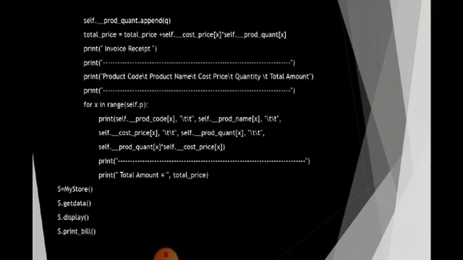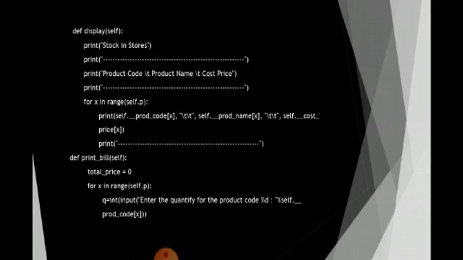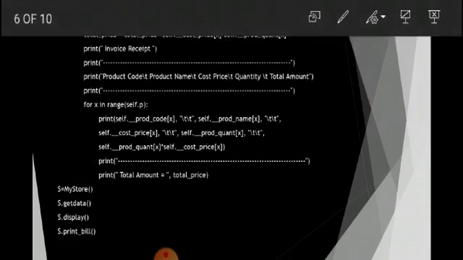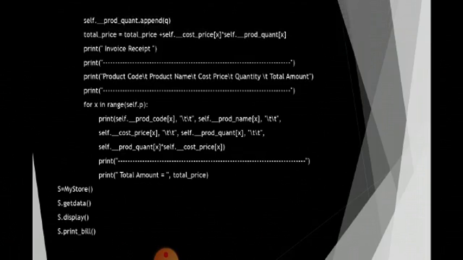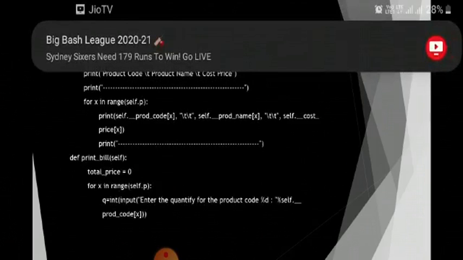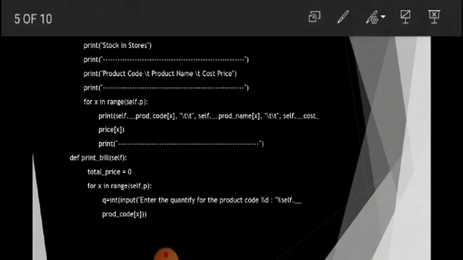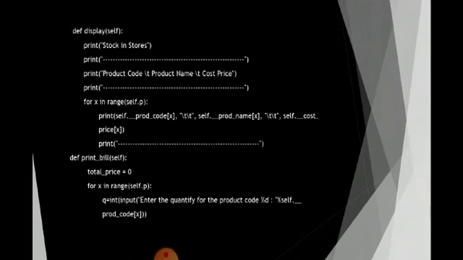When the control reaches this statement, the control automatically moves to the display function. It executes all the statements in this display function. After the execution of this function, the control again goes to the main program, that is s dot print bill. In this print bill, it prints the bill for the purchased items. The print bill function is invoked, and after its execution, the control again transfers to the main program.